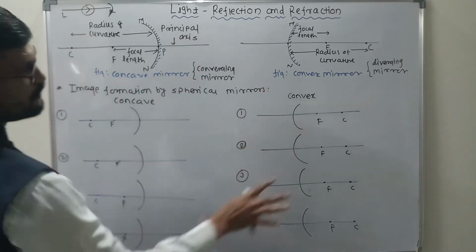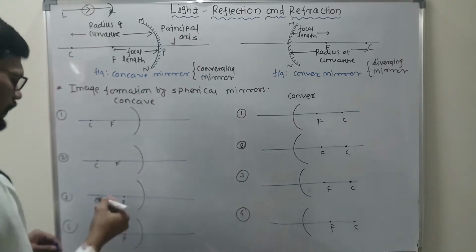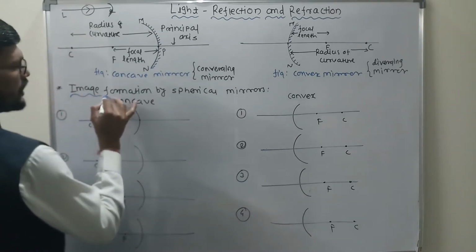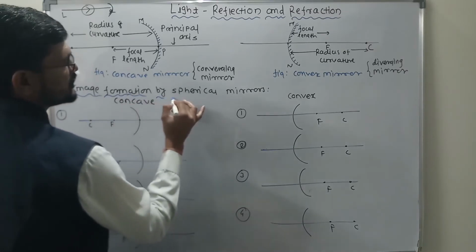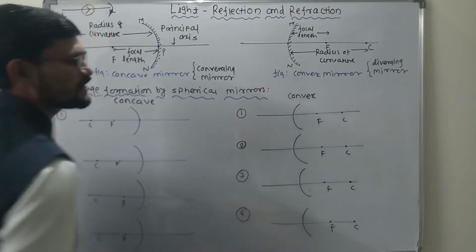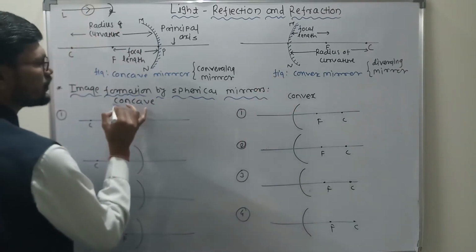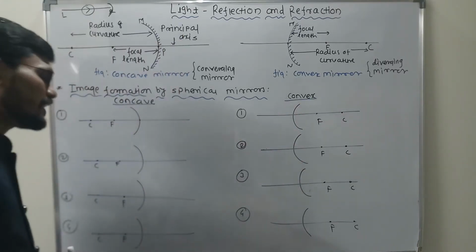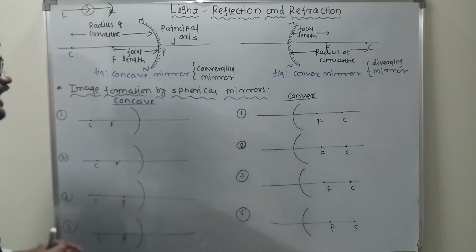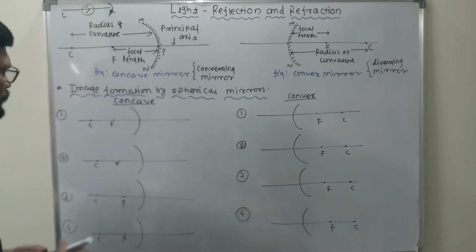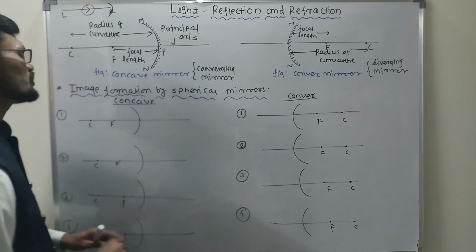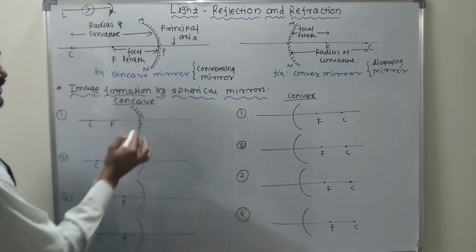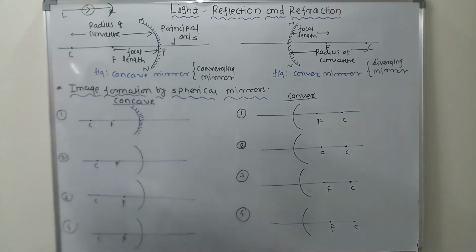Now this is the most important part, how we are going to trace the image formation by the spherical mirrors. How many mirrors do we have? There are two mirrors. One is called concave, and the second one is called convex. So students, I request you please concentrate here on how I am going to trace a diagram. Obviously this is the spherical mirror, this is the polished surface of this mirror, and this one is the reflecting surface.